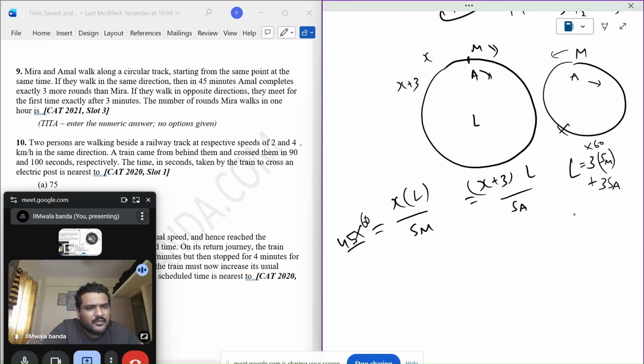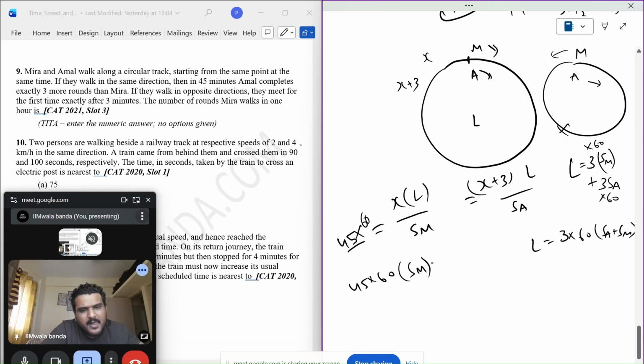Using this information, what can we do? Total L will be 3 into 60 into SA plus SM. Let's write them nicely. 3 into 60 into SA plus SM. This I know. This is 1. And from here, let me try to subtract these two. 3L, 45 into 60 into SM minus SA is equal to XL. So this will be 3L.